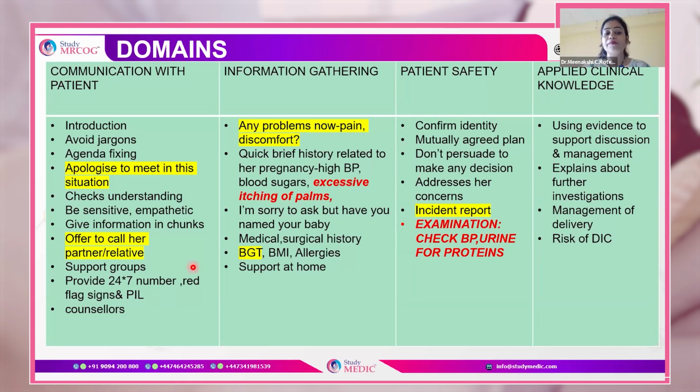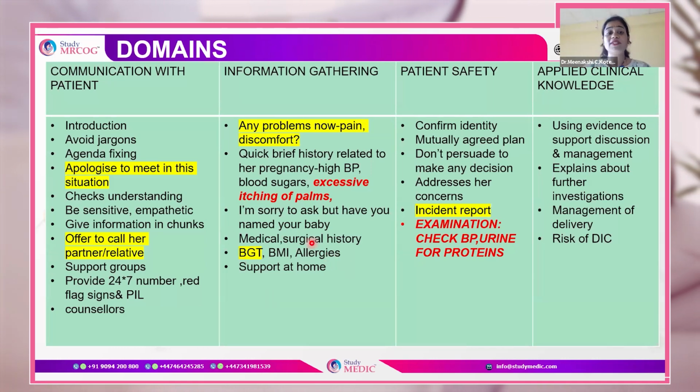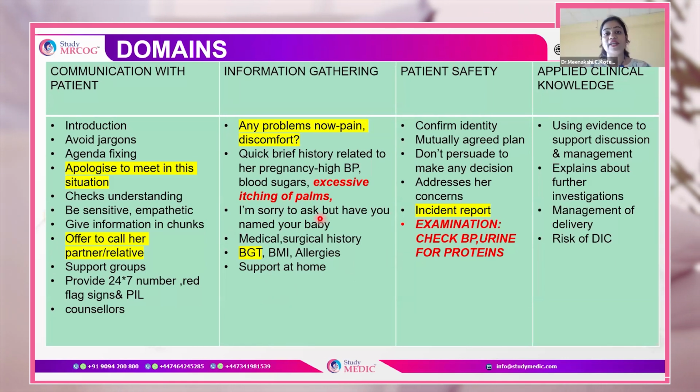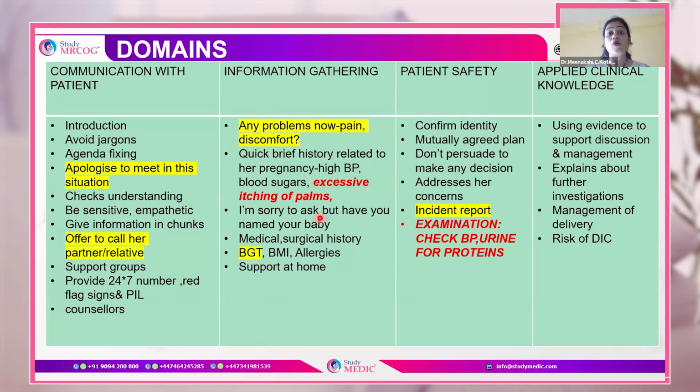Okay, and ask for blood group because she'll be requiring delivery, so reservations for blood transfusions and so on, and asking about support at home is again very important in this. And then once she already knows that it's an IUFD, you have to counsel her regarding offering the admission.